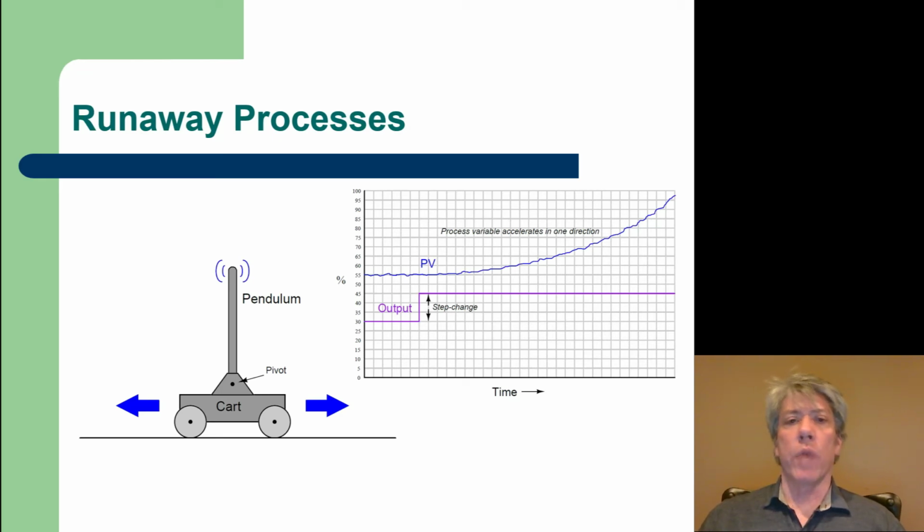There are also runaway processes. The classic example is an inverted pendulum. If you've ever taken a pencil and tried to balance it on your finger, you know how difficult it is to balance something like that.